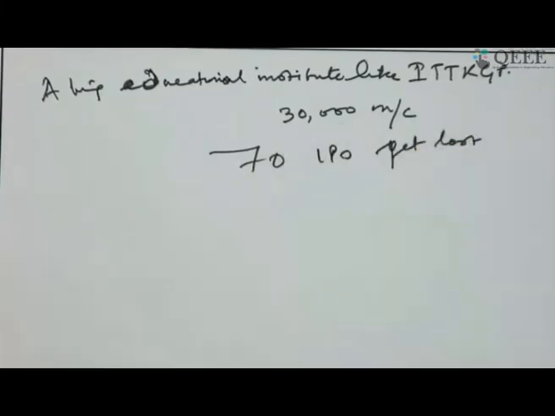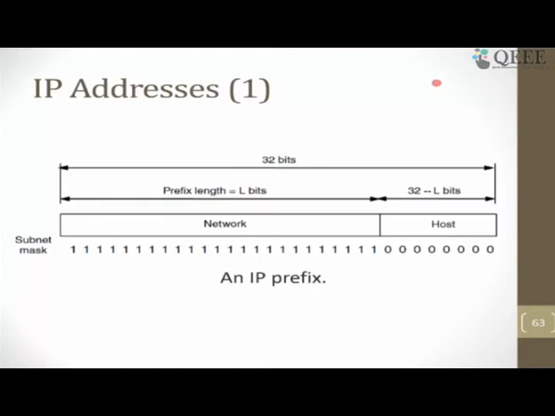So that's why you see this structure of IP where you have a network part, which is an IP prefix, and then you have the host part. This can vary. So if I say I want IPs for 16 machines, what should the value be? You see here there is L and 32 minus L.